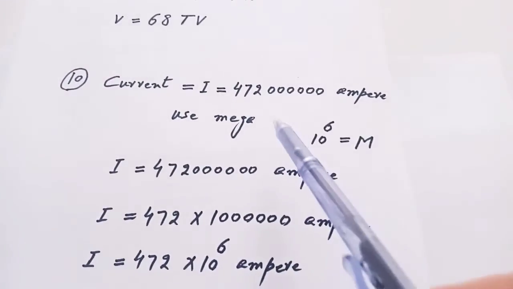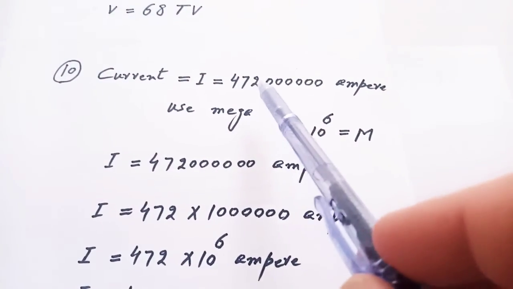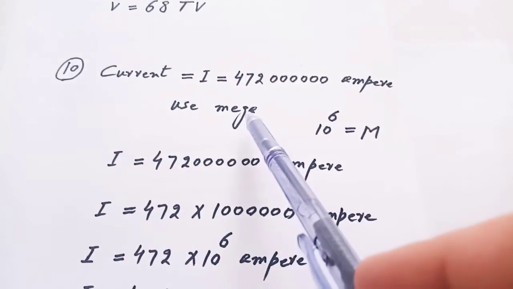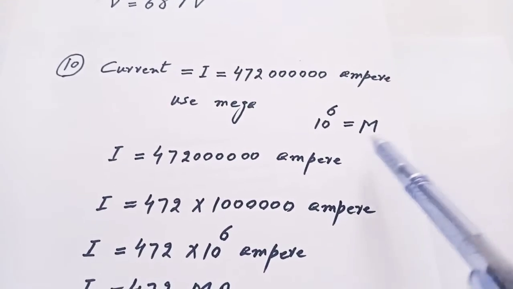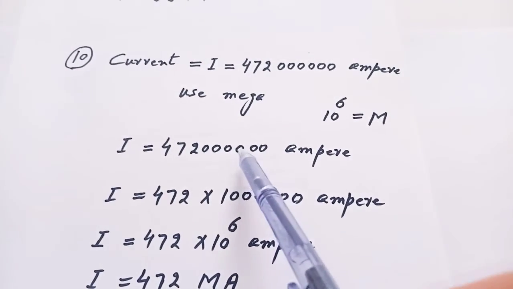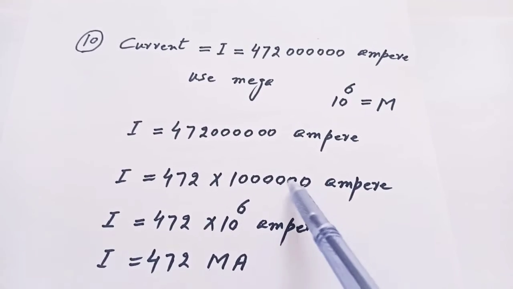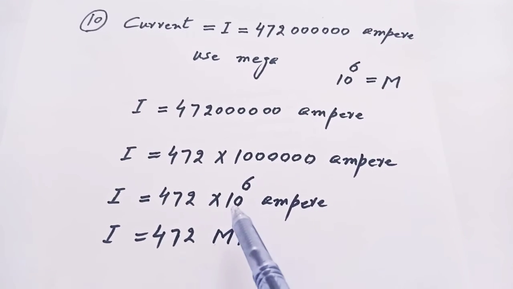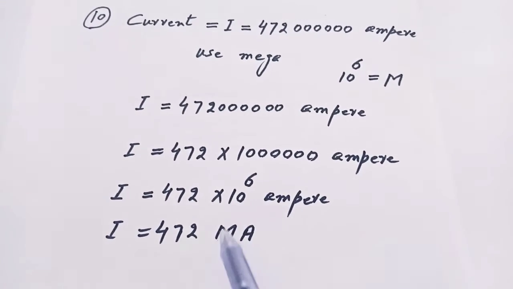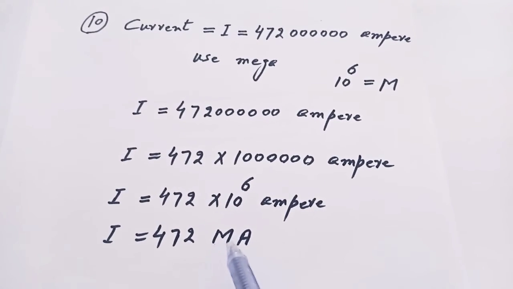The next measurement is this much. Current is equal to this much ampere. Use mega as the prefix. 10 power 6 is mega. So we can write this number here like this, and these are 6 zeros. We write 10 power 6, and 10 power 6 is mega. So here we have used mega as the prefix.